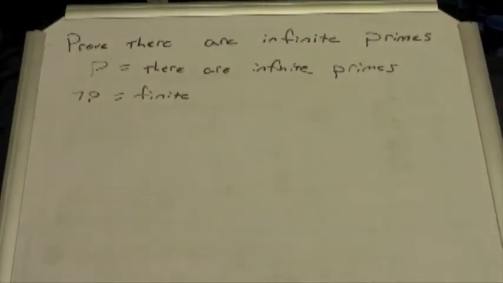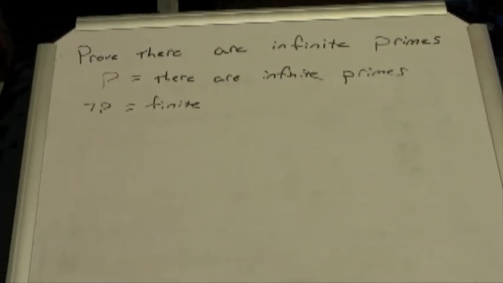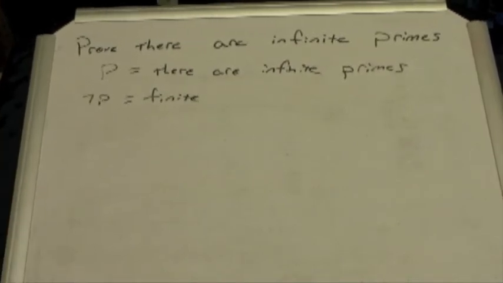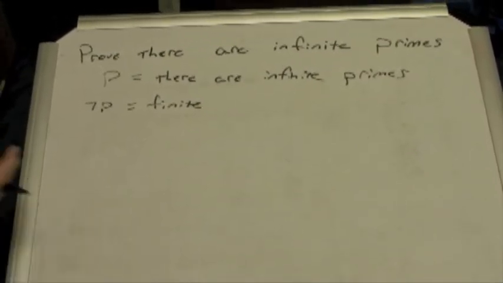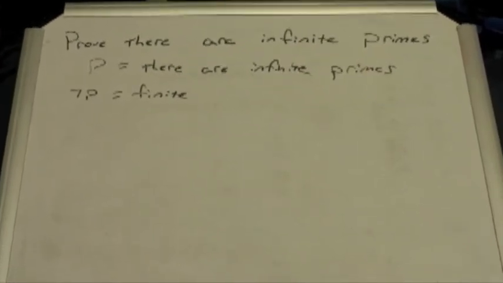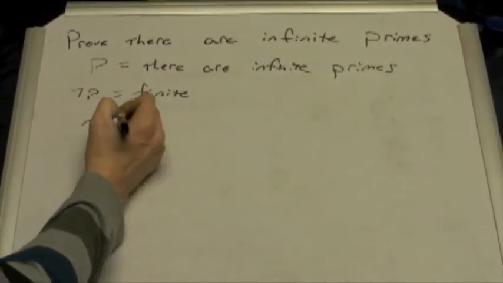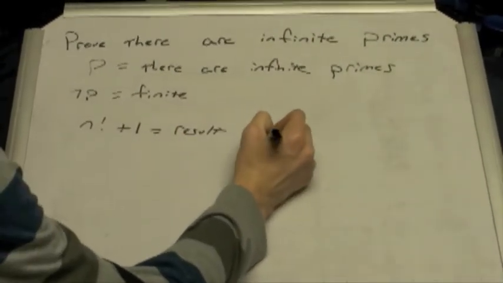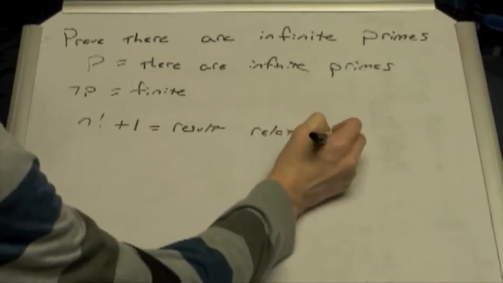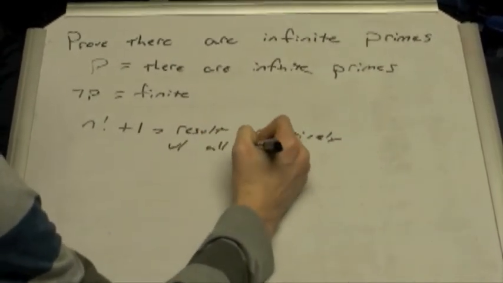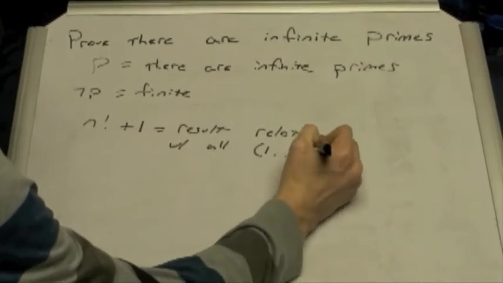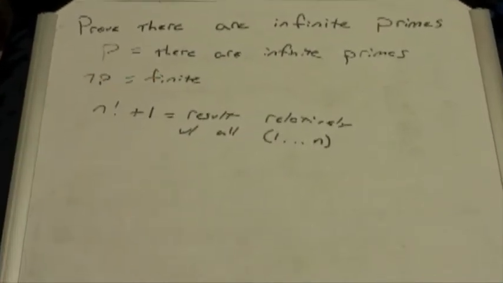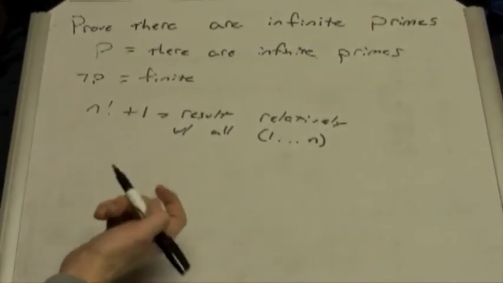It is known through other proofs in mathematics that the product of a sum of consecutive numbers plus 1 will be relatively prime to all numbers in that list. So we can apply that: you take the factorial of a number n and add 1, and the result is relatively prime with all numbers 1 to n. So if we are assuming that there are finite primes, then that means we have a largest prime. Let's call this largest prime P1.